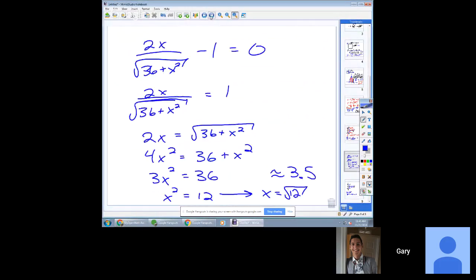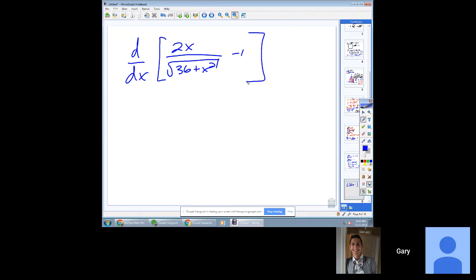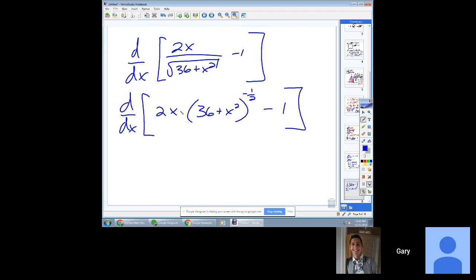Okay, so we need a second derivative. So first derivative is that right there. So now we need the derivative of 2x over the square root of 36 plus x squared, minus 1. And we can get away with not using the quotient rule if we wish. Doesn't matter which one we use, but the product rule is probably easier. So we could rewrite that as 2x times the quantity 36 plus x squared to the negative 1/2, and then we have the minus 1 tagging along. So we use the product rule in the first part, and the derivative of the minus 1 is just going to be 0. So the product rule says take the derivative of the first function, 2x, so that would be a 2, and leave the other function alone.